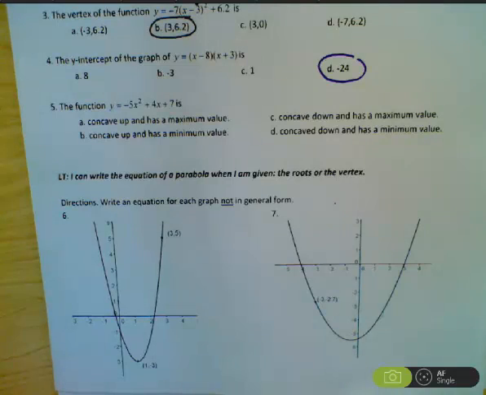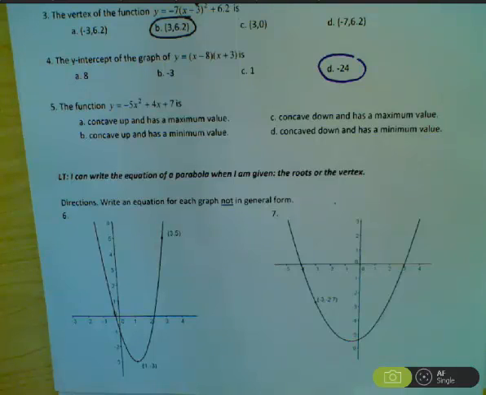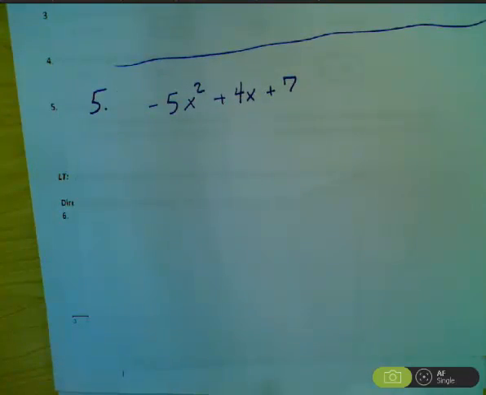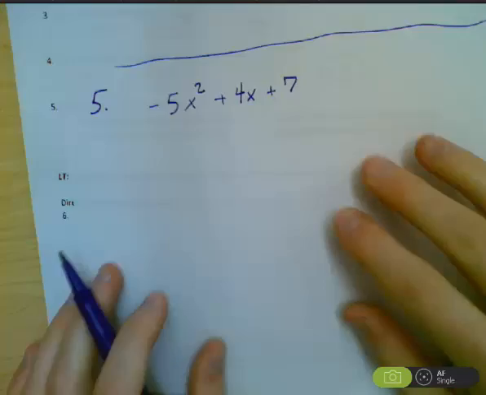It says the function y equals negative 5x squared plus 4x plus 7 is, and then it gives us some options about concavity and whether or not there's a maximum or a minimum. So let's write down the equation for number 5 and talk about that. To know if it's going to be concave up or concave down, we need to know what the a value of our equation is.